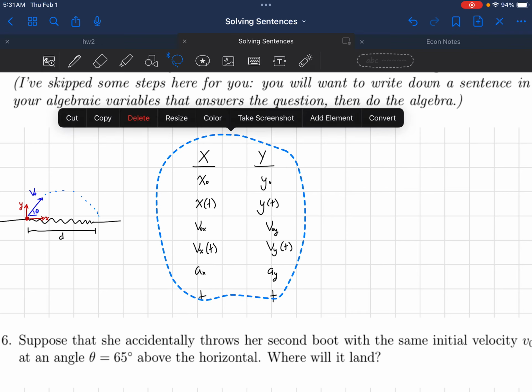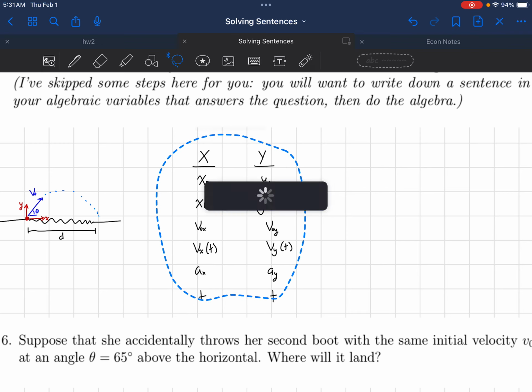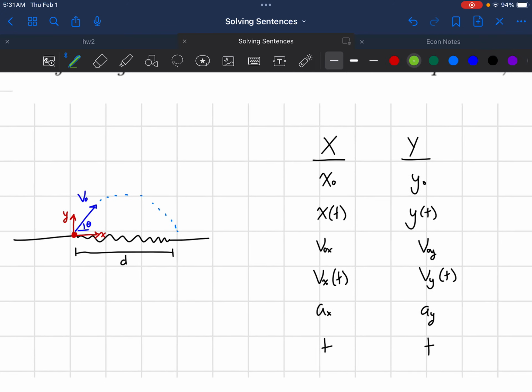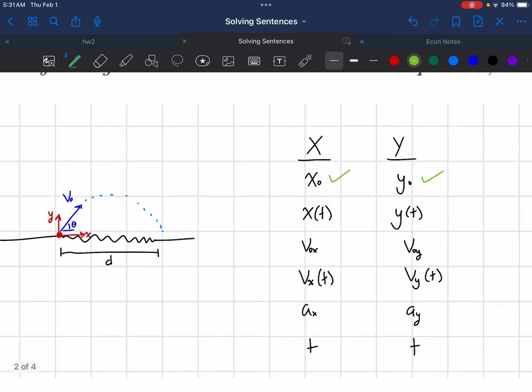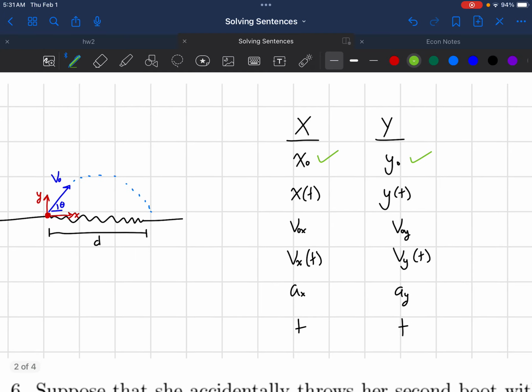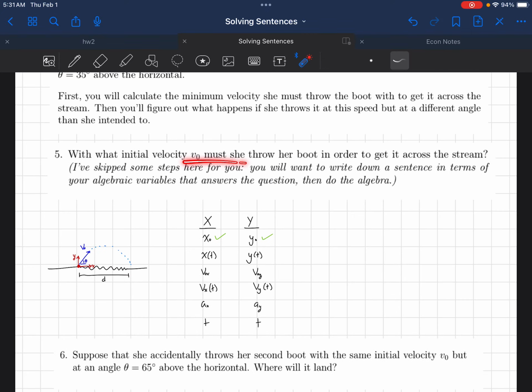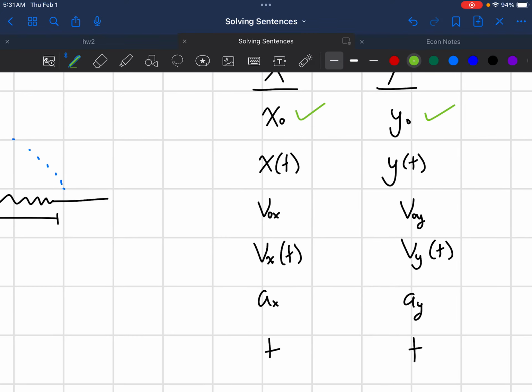Trying to grab it without moving anything else. But by nature of where I set my origin, I know my initial x and y positions. And now I don't know my initial velocity because that's what we're trying to solve for. But I do know that my x and y velocities will be, in this case, v naught cosine theta and v naught sine theta.